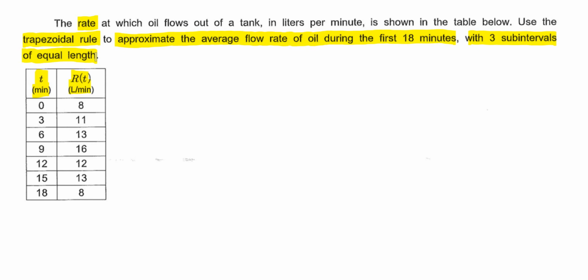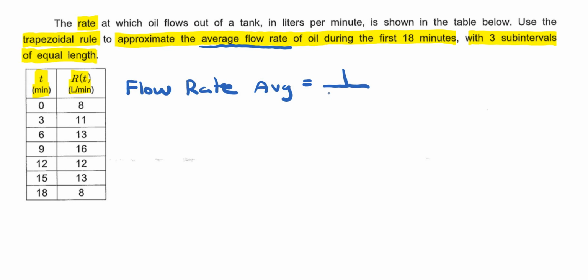Okay, so this is a bit of a tricky question because if you want to find the average flow rate, and we're trying to calculate its average, it's really this idea of 1 over b minus a times the integral from a to b, and you're just finding the area underneath the curve for your rate with respect to t.